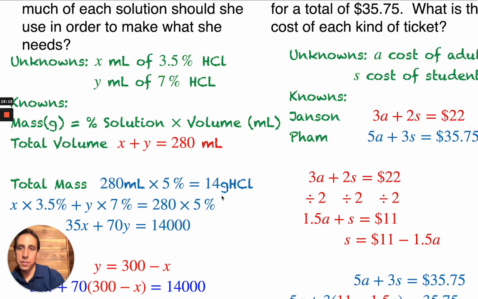And so what we can do is come up with a mass equation. This is a volume equation, and now we have a total mass equation. The volume of the first beaker times its percent, plus the volume of this one times its percent, will equal the total volume times its percent. This is basically the amount of mass you have in the first one, plus the amount of mass in the second one, equal to the amount of mass in the third, the total. Now, if you wanted to multiply all these by 100 to clear the percents, then you'd get 35x plus 70y is equal to 1400. Boom.